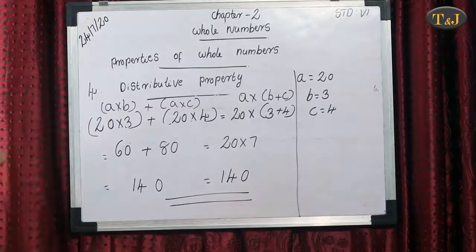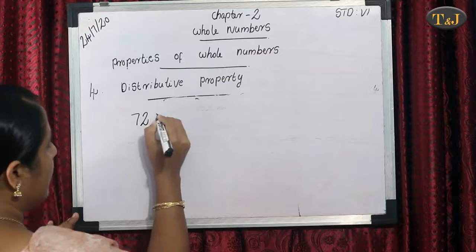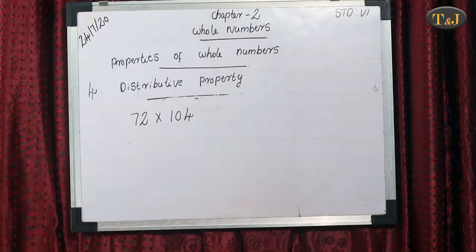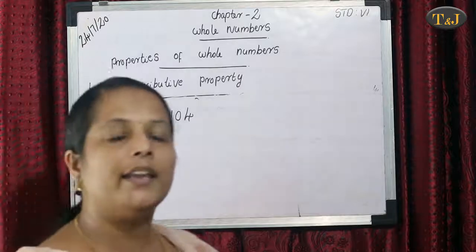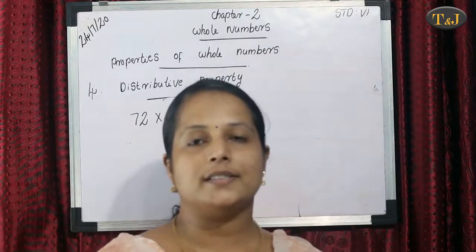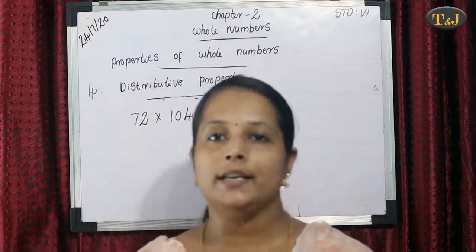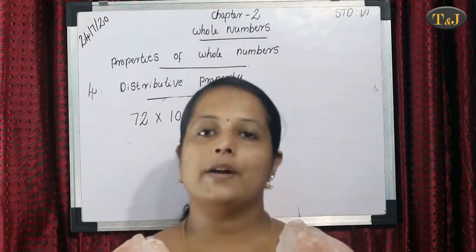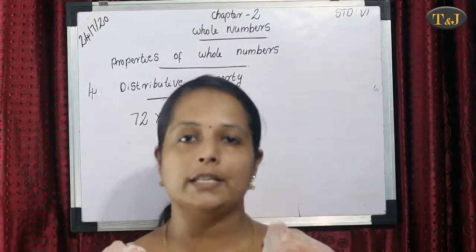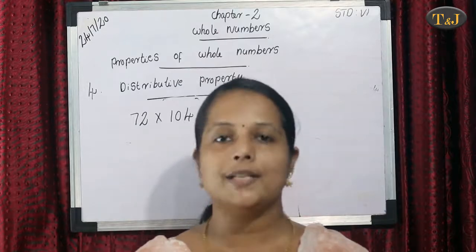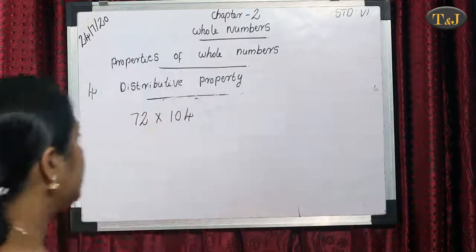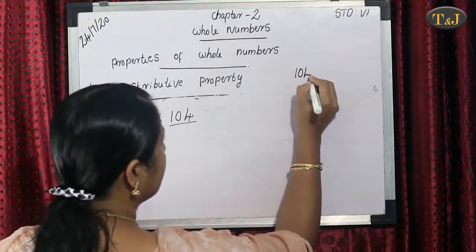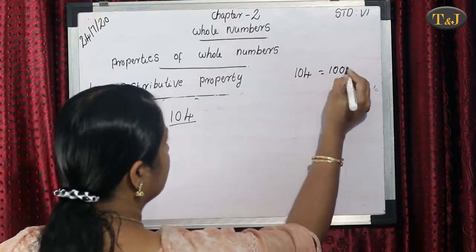Okay, consider another example. 72 multiply 104. How can we do this problem using the distributive property? Any idea? In the previous classes, that means in chapter 1, we already learned about using brackets. How can we use brackets with 104? 104 we have to split. How can we split that number? 100 plus 4. In the same way here we have to split the number 104 as 100 plus 4.